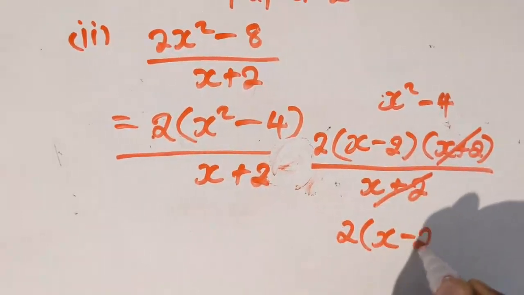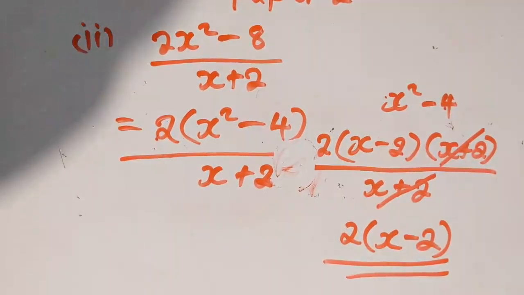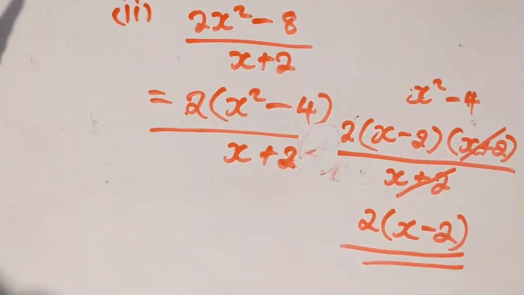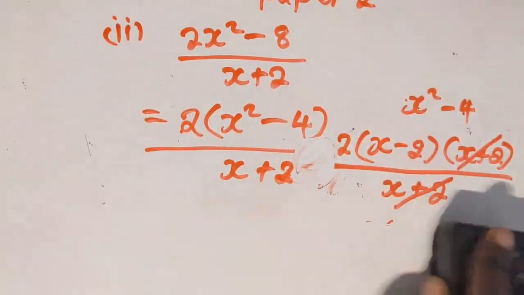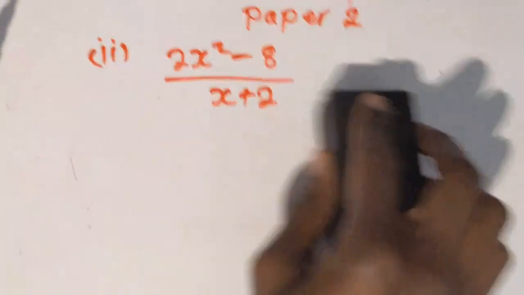2x minus what? Minus 2. Then done, we have simplified. That is the answer. Okay, so that's how you solve question 2. So let's solve question 3.